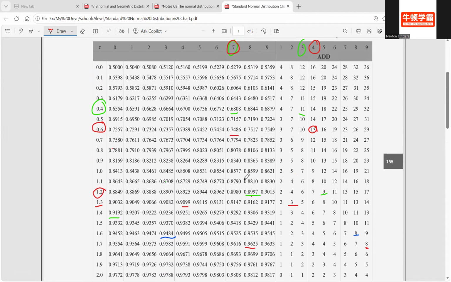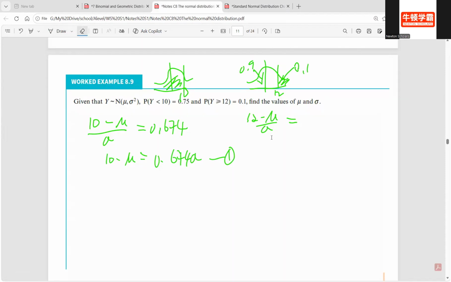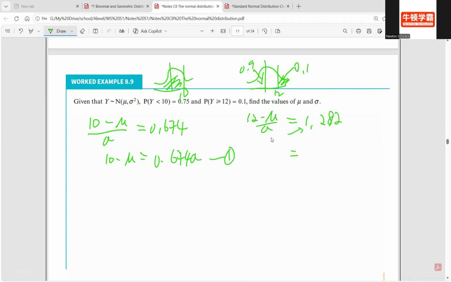1.28. This one need to plus 2, 1 or 2, around that. Okay, so I put 2. 1.282. Okay, so this one you times. So this is your equation 2.